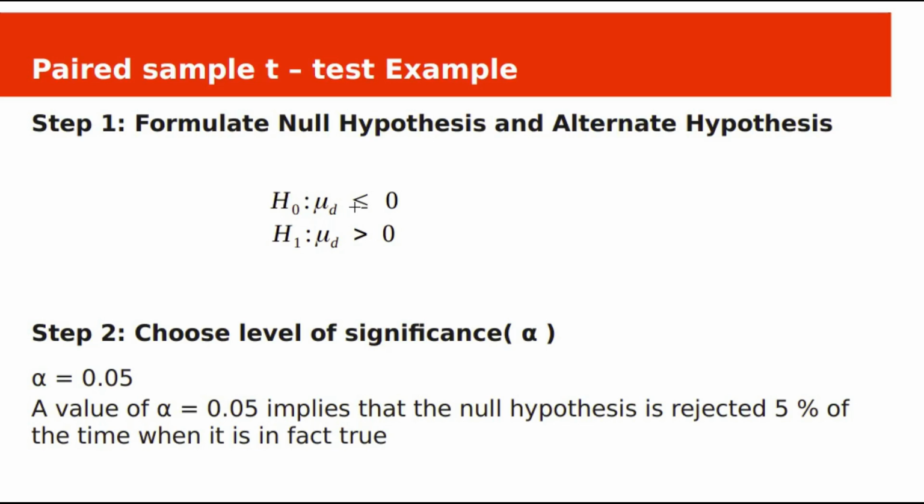First, we need to formulate null hypothesis and alternate hypothesis. Here, our interest is to check is there any improvement in the math scores after completion of the course. Here, we are checking for the difference, so it is the alternate hypothesis H1. Null hypothesis assumes no difference between math scores before and after completion of the course. So, H0: μd less than or equal to 0. Let us assume alpha 0.05, means 95% confidence level.